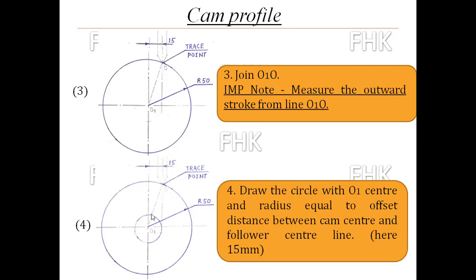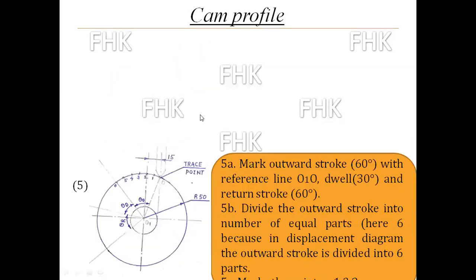Offset circle. Okay, O1 as a center and the offset distance, which is given in the problem statement. Here it is 15 mm. So O1 as a center and 15 mm distance in the compass, draw the circle.